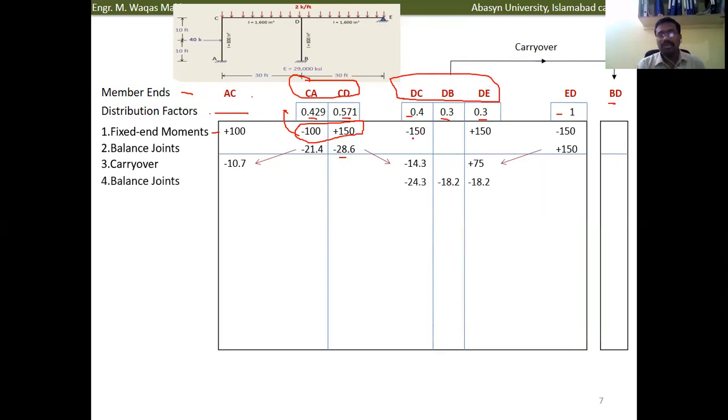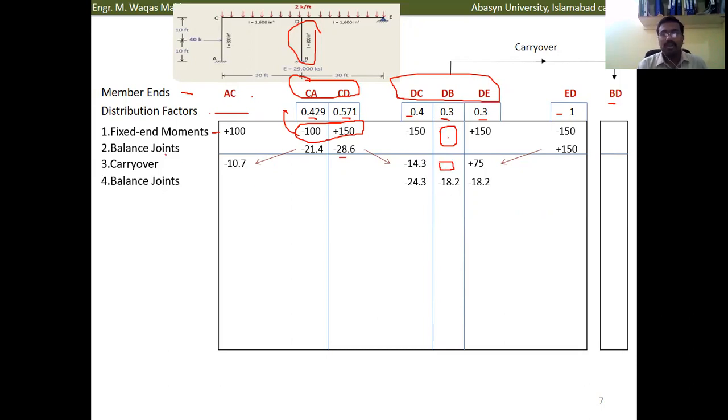Moreover, then we are going to find the carryover moments, and that is transferred from C to AC and from C to DC. While no moment will be transferred from DE towards ED due to reduced stiffness, and from DE the moment transferred comes out to be plus 75. While you will see that there is no moment in the members DB and BD because there is no loading in the member BD, so that's why its value is 0. And once that value 0 is multiplied with the distribution factor, it again comes out to be 0 as well.